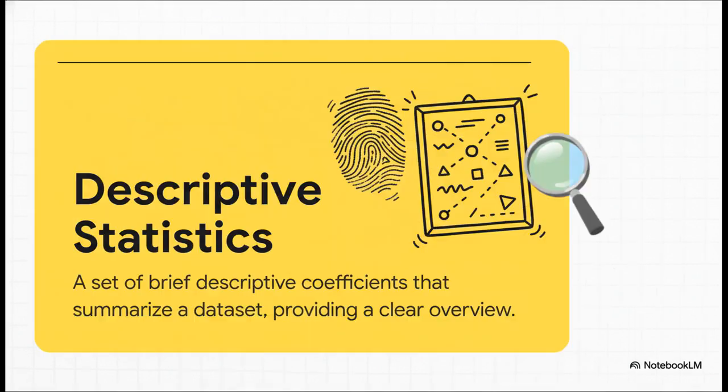In that amazing toolkit, it's called Descriptive Statistics, and I want you to literally picture it as a detective's kit for data. We've got our magnifying glass to get a closer look, a fingerprint kit to spot the important patterns, and a big old evidence board to pin all our clues together and see the bigger picture.